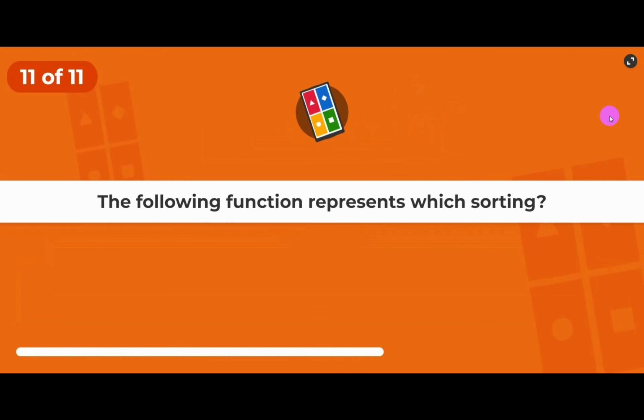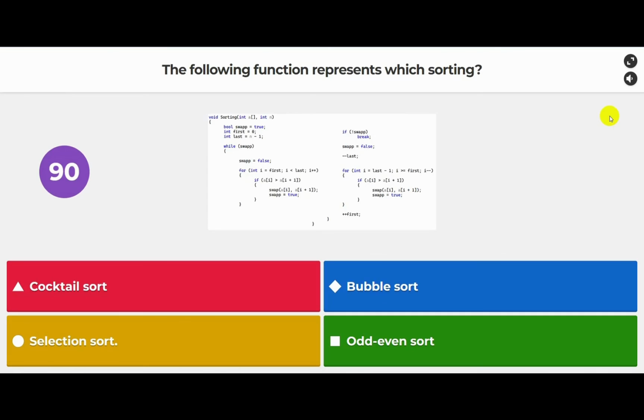The following function represents which sorting algorithm? Look at this code. We can see that the bubble sort is used in two directions, forward and backward, until the array is sorted. So the correct answer is cocktail sort.